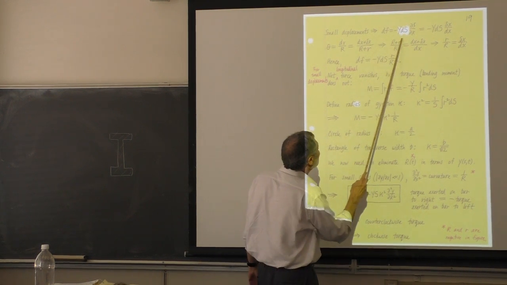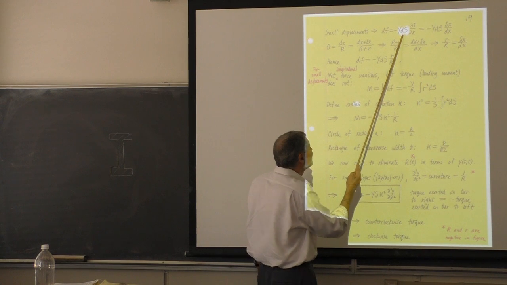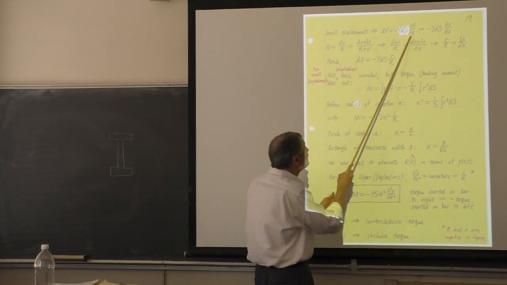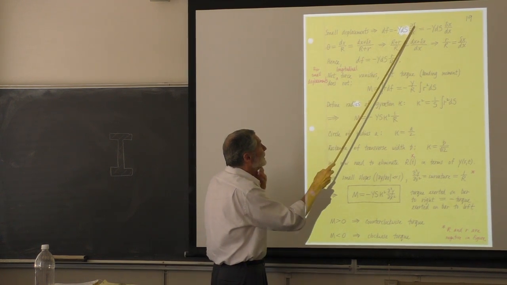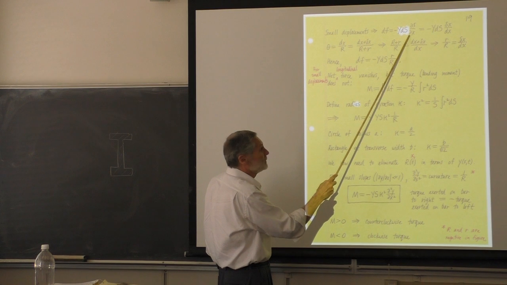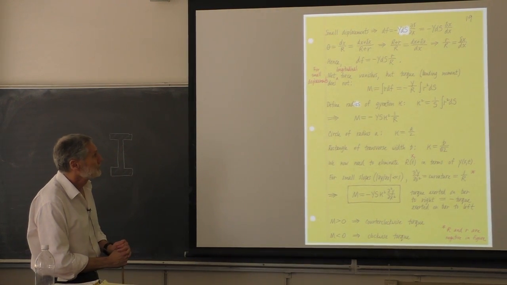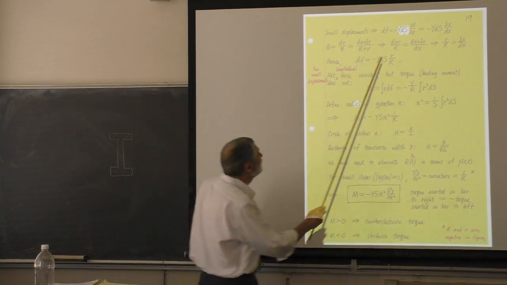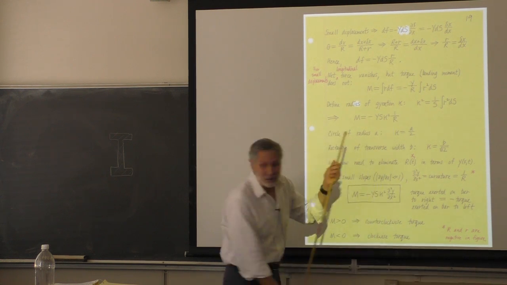Here's the Young's modulus playing the role of the stiffness. It's proportional to the Young's modulus, and it's proportional to the cross-sectional area, as it must be. And then here's the strain, the rate of change of displacement with respect to x. We're just lifting this from the previous part on longitudinal motion.